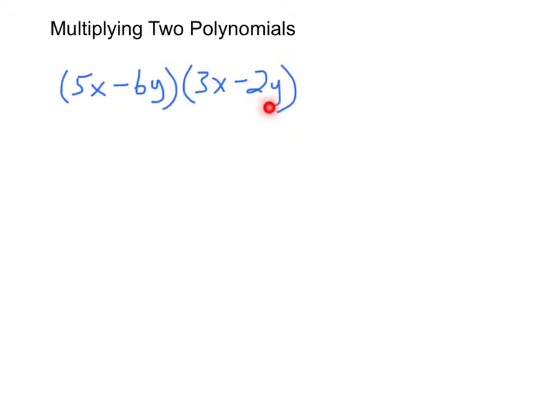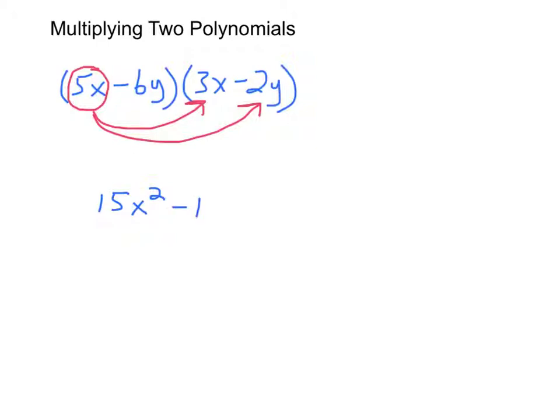And the strategy that I like to show is, let's start with the first term in the first polynomial, that's the 5x. And we're going to distribute that onto each term in the second polynomial. Okay? So we'll multiply the 5x times the 3x and then the 5x times the negative 2y. And so let's actually do that. So 5x times 3x would be 15x squared. I'll write that down here. And then 5x times a negative 2y would be minus 10xy.